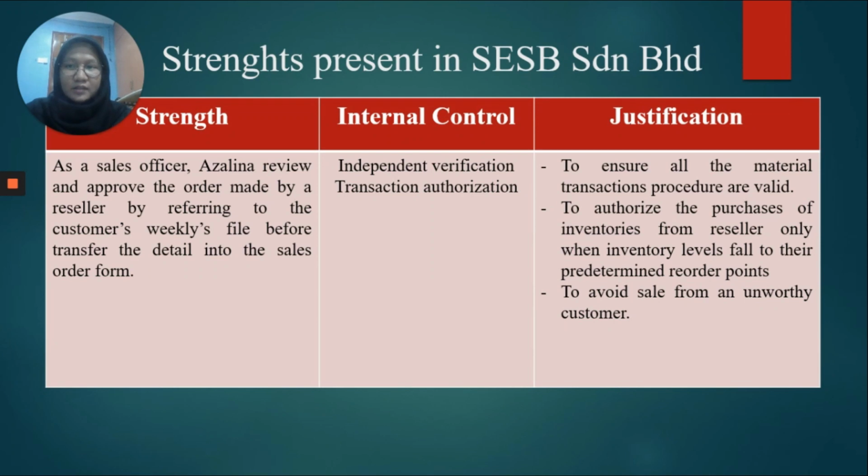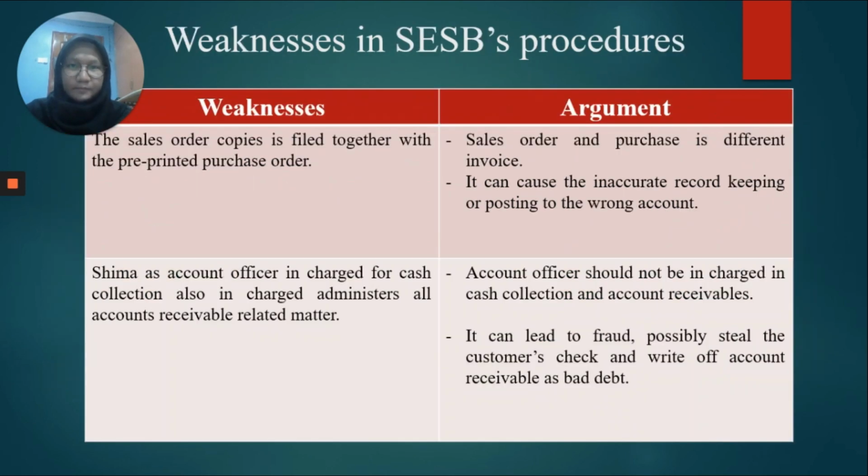The third strength is Azalina, who is a sales officer. She reviewed and approved the order made by a reseller by referring to the customer waitlist file before she transferred the detail into the sales order form. We can see that Azalina applied independent verification and also transaction authorization. It is to ensure all the material transaction procedures are valid, to authorize the purchases of inventories, and also to avoid sales to an unworthy customer.